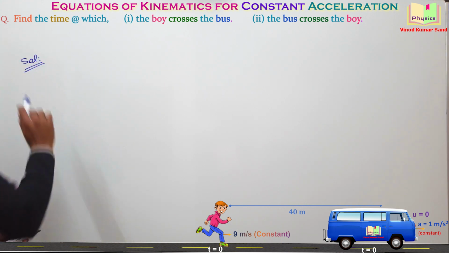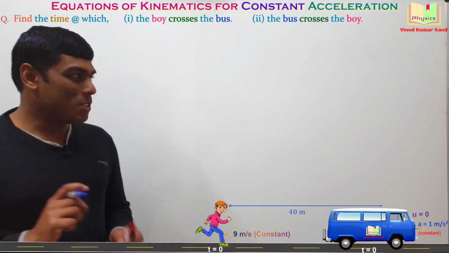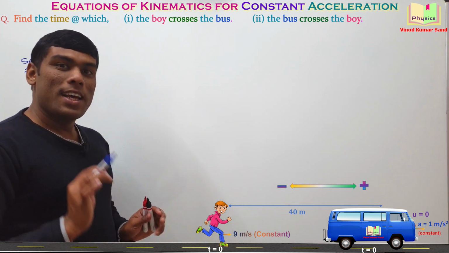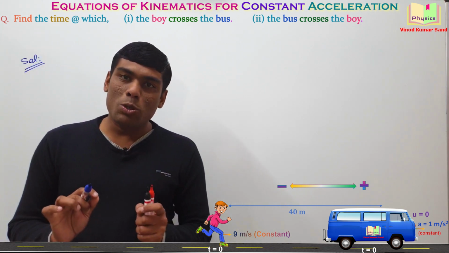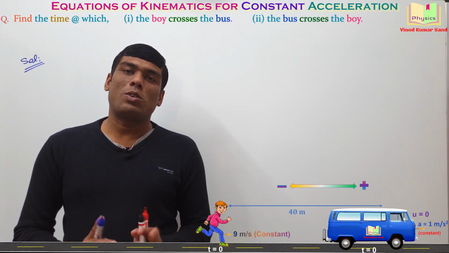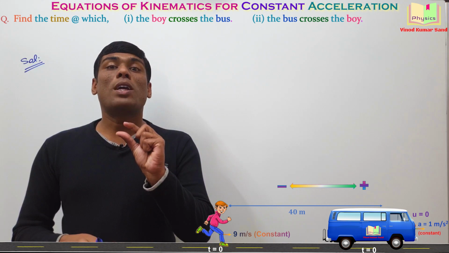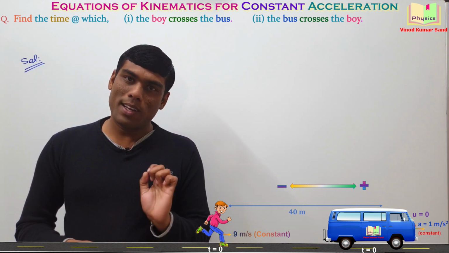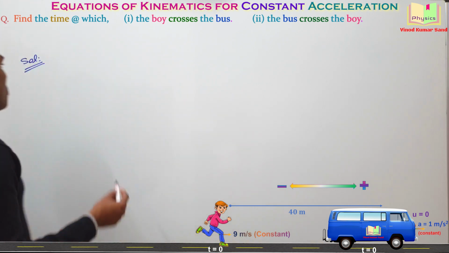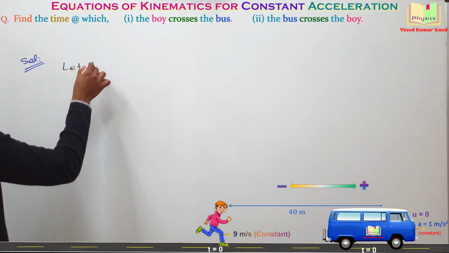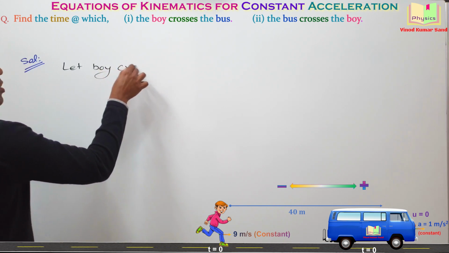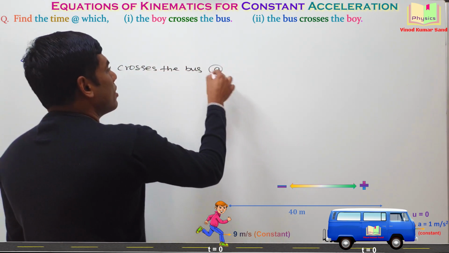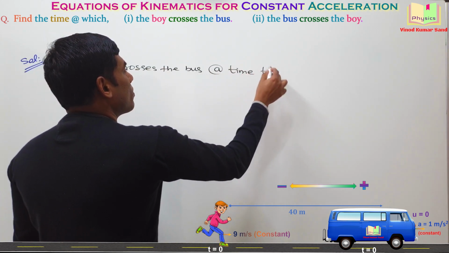Using our tips and tricks, first of all, we'll assign the positive direction. So this we are choosing as the positive direction. And then we start the question where the question setter has left the question. This question is asking when the boy will cross the bus or vice versa, the bus will cross the boy. Getting it? So let's assume the boy crosses the bus at time t.